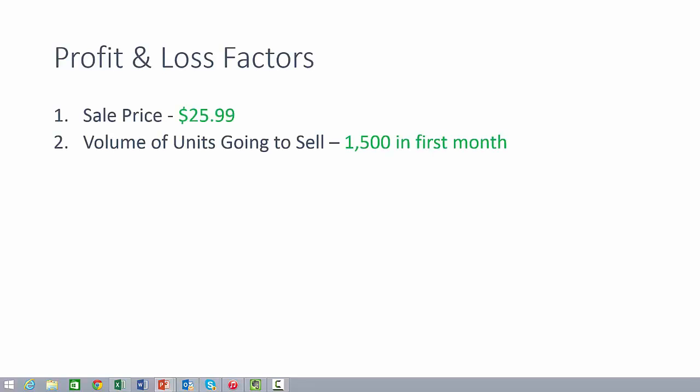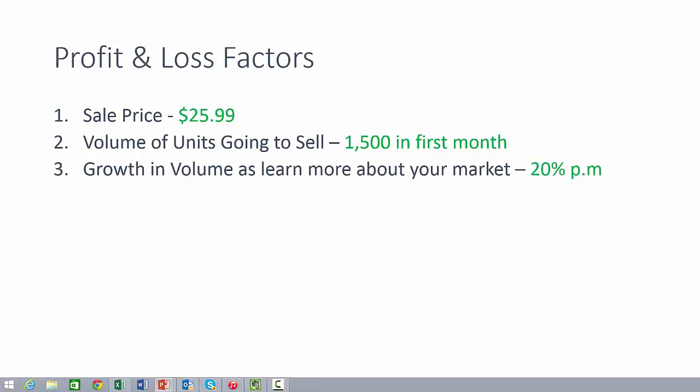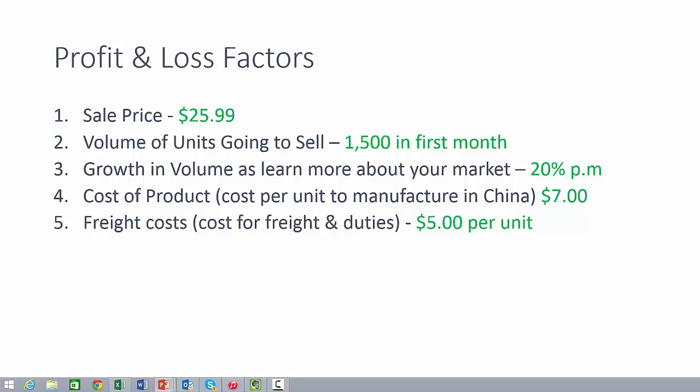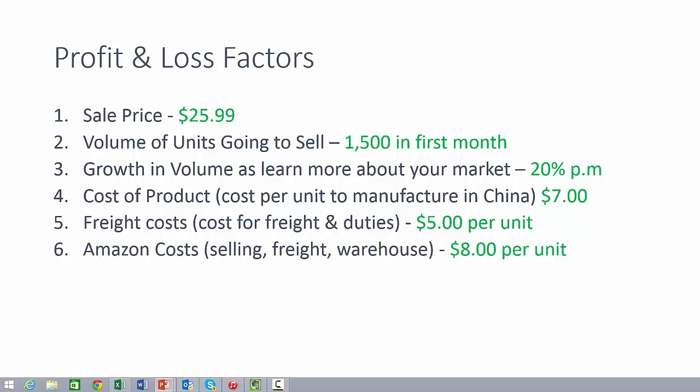The first one is the sale price of $25.99. And you're going to sell 1,500 units in the first month. As you learn more about the business, we're making the assumption that we're going to grow at 20% per month. The cost of the product we've got set at $7, the cost of manufacturing FOB from China. We've got freight costs of $5 for freight and duties and actually getting it to the Amazon store ready for sale. We've got Amazon costs of $8 a unit for selling, freight and warehouse costs.